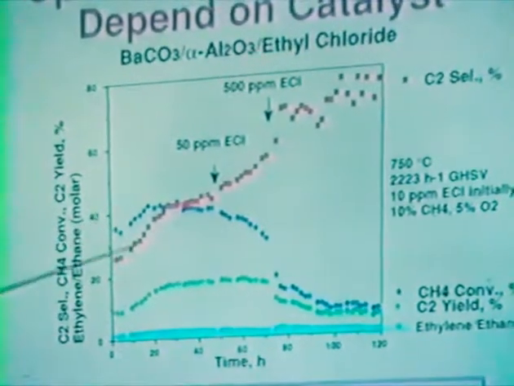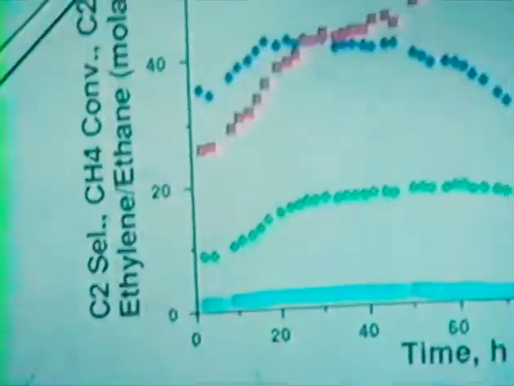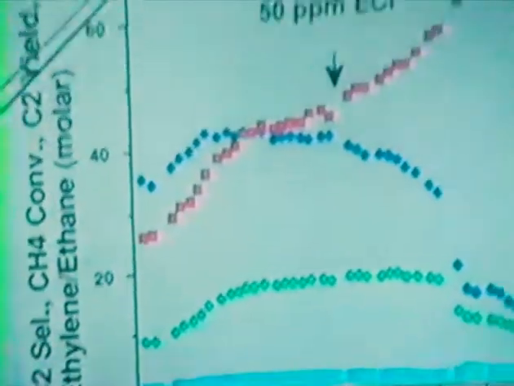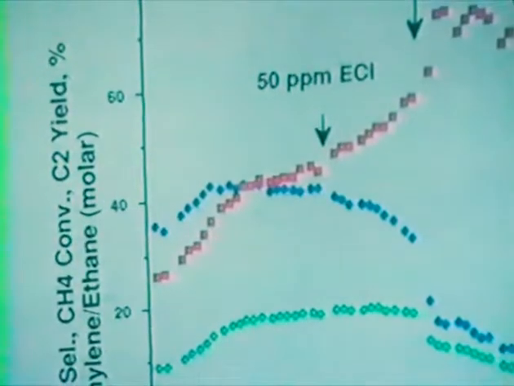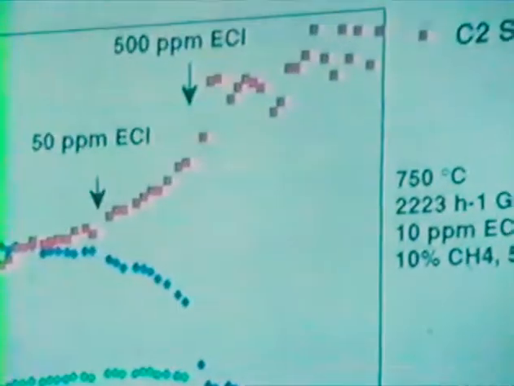I think that there are 2 things to notice here. There is an activation when you start with barium carbonate on aluminum. The C2 yield increases due to the addition of chloride to the catalyst. I'll refer to that later.